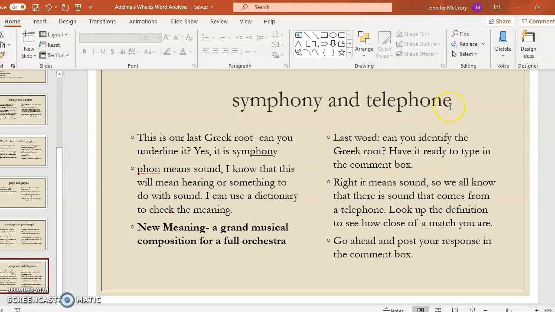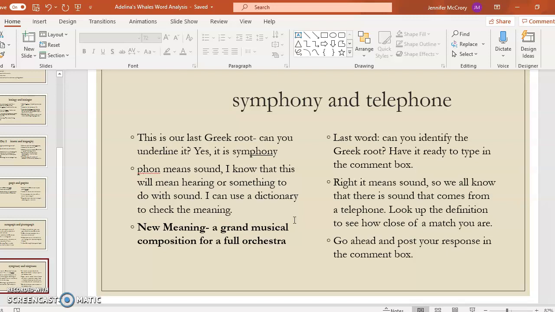Let's look at our last two. Symphony and telephone. This is our Greek root phone. Yes, this is our last one. Can you underline this? Perfect. You underlined phone. So phone means sound. And I know that this is going to mean hearing or something that has to do with sound. So I can use my dictionary to go back and check that meaning.